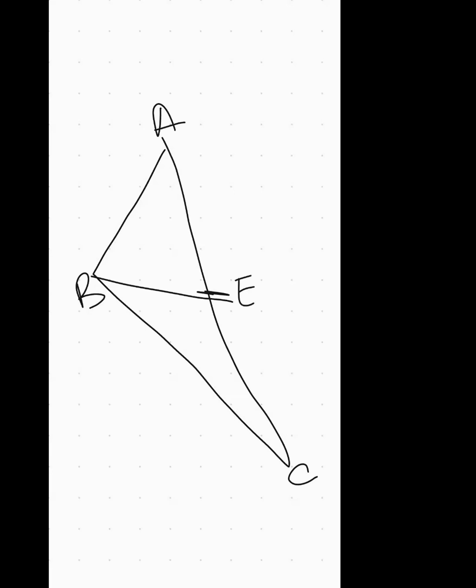And how will I draw an altitude? Altitude will be drawn at a 90-degree angle. So this is an altitude, which is D. Do you all understand the question? Yes, ma'am. Okay, very good.